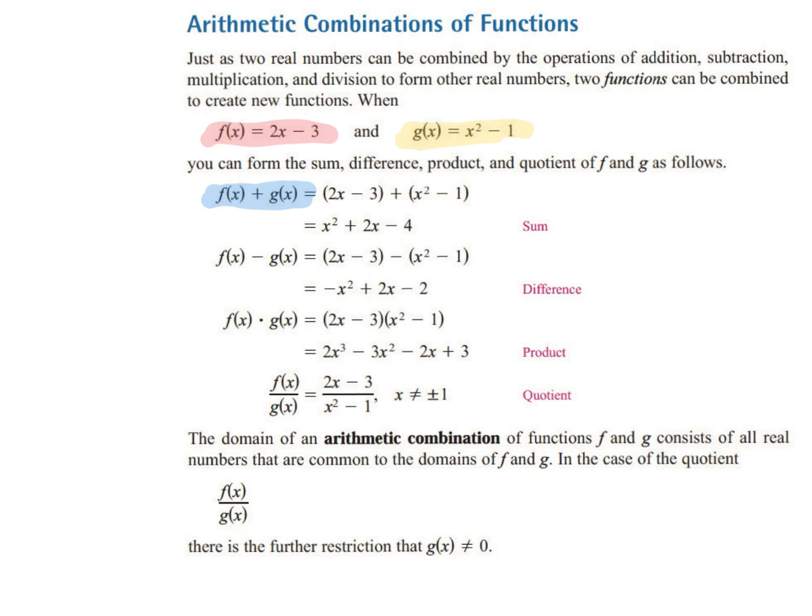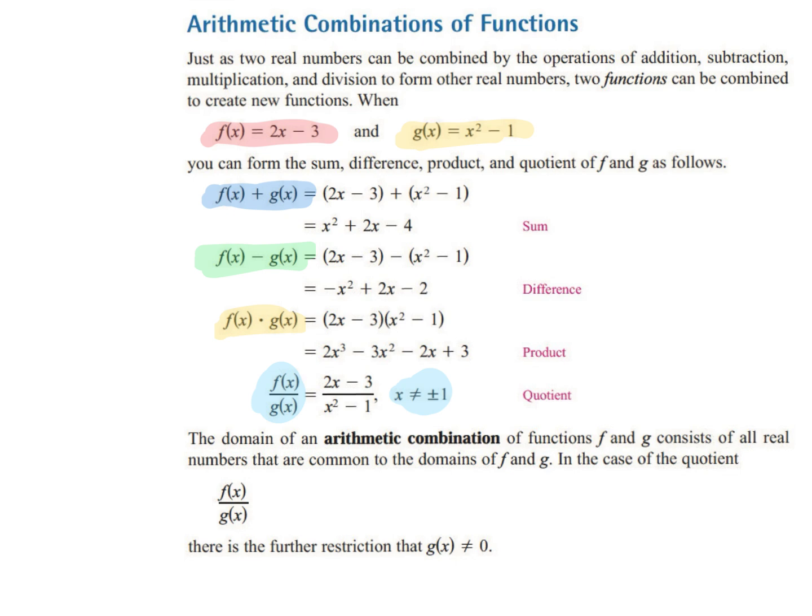Just combine like terms. If it's written like this, f of x minus g of x, what do they want you to do? Subtract. Good. If it's written like this, f of x times g of x, what do they want you to do? Multiply. And then if it's written like this, f of x over g of x, what do they want you to do? Divide.